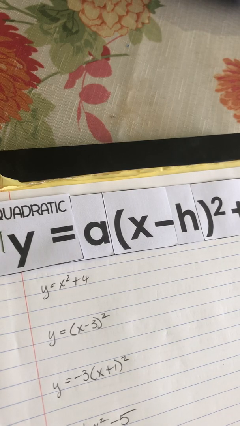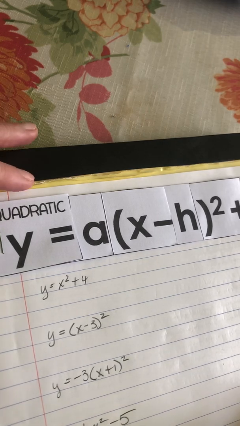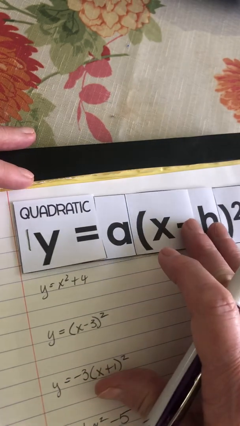Good morning, Algebra 1. We're going to talk about quadratic transformations. That's 9-3. So if you're still having trouble, this is going to kind of help you, I hope.